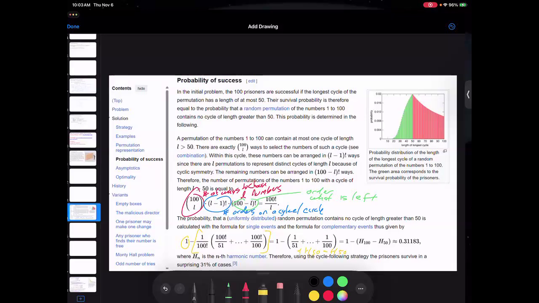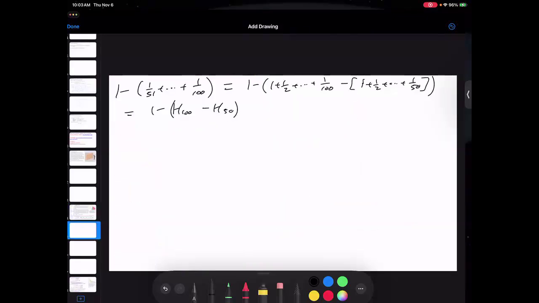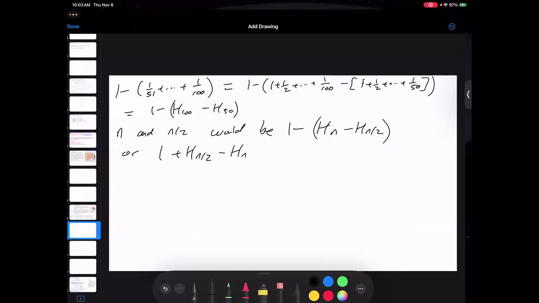Now, you could ask what would happen in the limit. So if we had n and n over 2, it would be 1 minus Hn minus Hn halves, or 1 plus Hn halves minus Hn. Does anybody remember approximately how big the harmonic series is? So this is going back to some calculus.